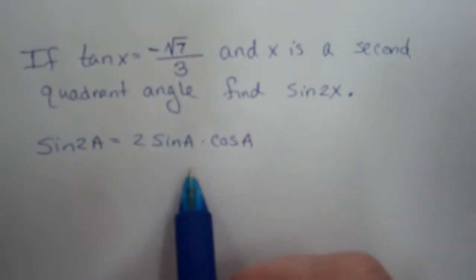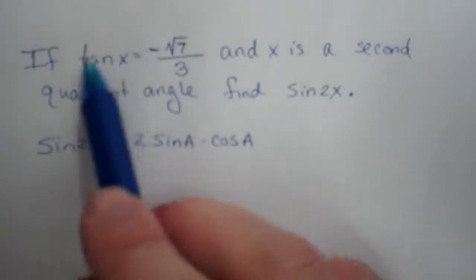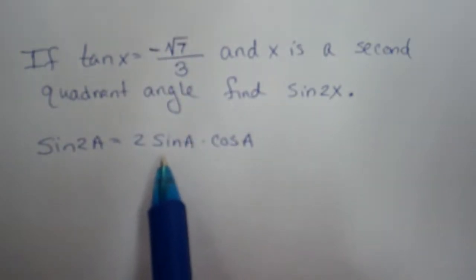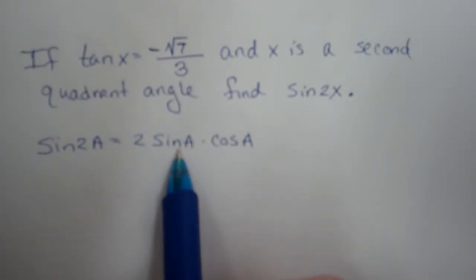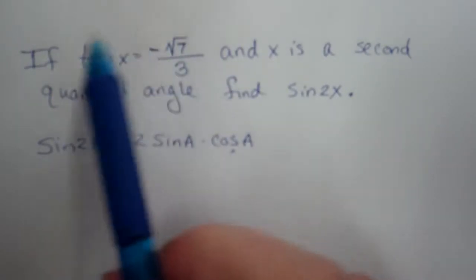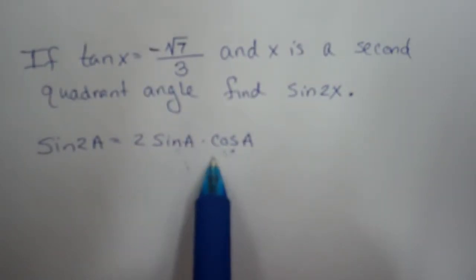Now, what are the things that we know and what are the things that we need? We know that the tangent of x is equal to negative radical 7 over 3, but we really need to know what is the sine of x, and we need to know what is the cosine of x. How can we go from this to having the things that we need?